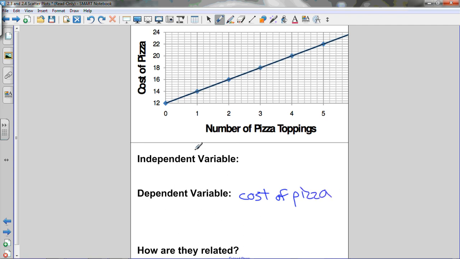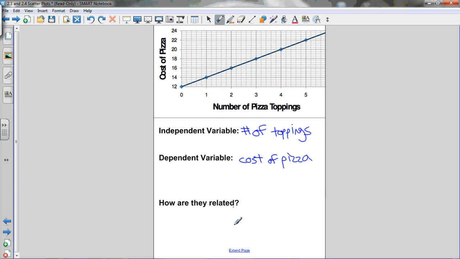And the independent variable, the variable that affects the dependent variable, is the number of toppings. Okay? Number of toppings is independent because it affects the cost of the pizza. And the cost of the pizza is affected by the number of toppings you put on. So how are these two variables related?